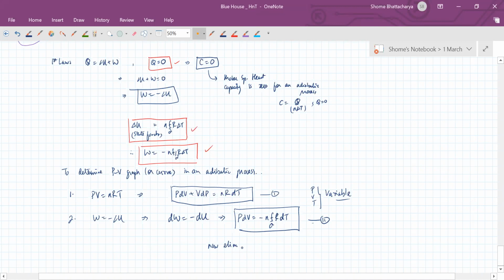So now eliminating dT between equation 1 and 2.